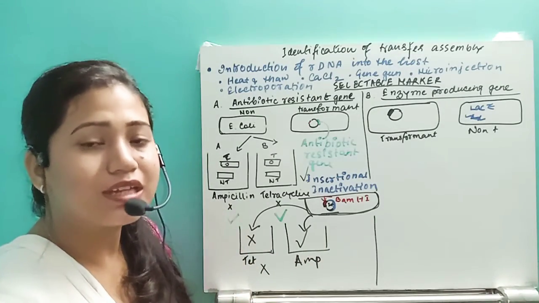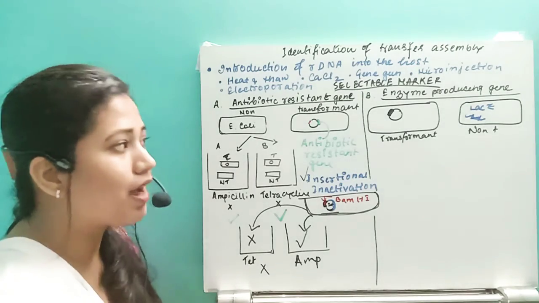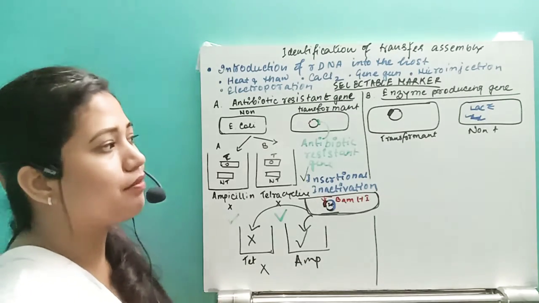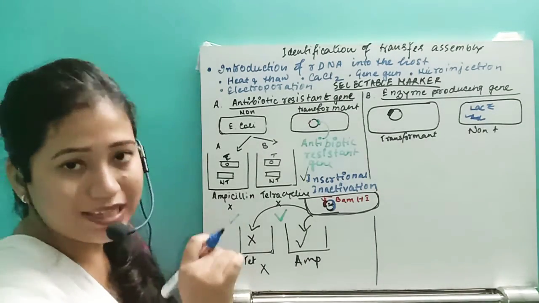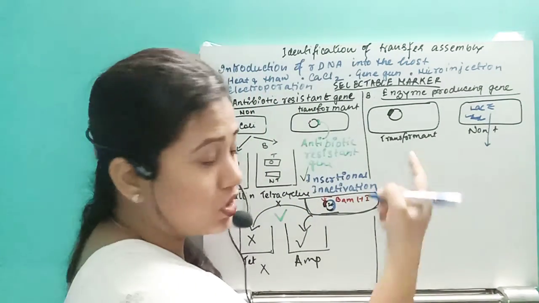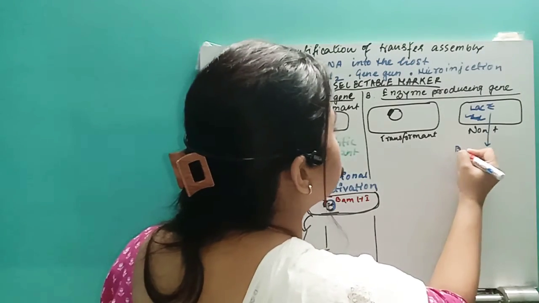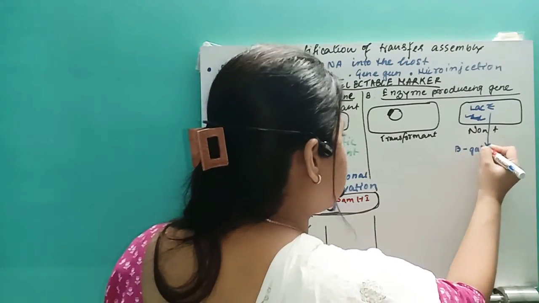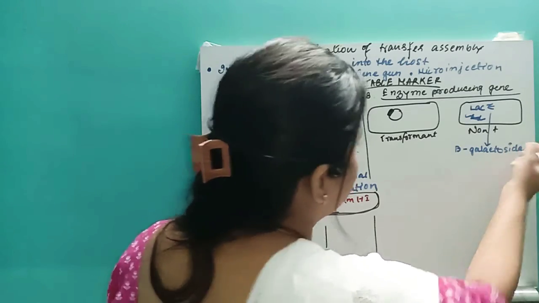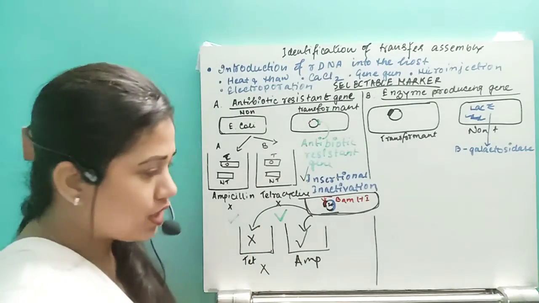E. coli can survive; they can take the food. They can eat the glucose and survive. So this lacZ gene produces one enzyme. The gene undergoes translation, and then it produces a protein. That protein is known as beta-galactosidase. So this is present in the non-transformant.